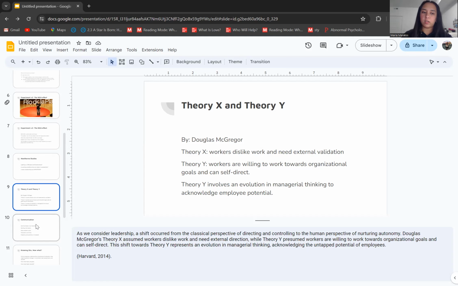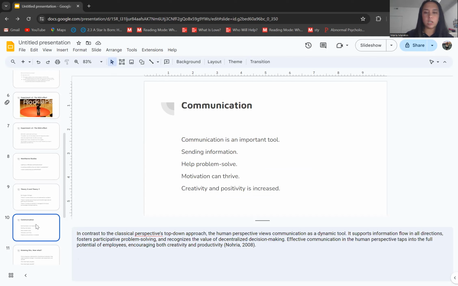And this relates to an important factor here, which is communication. Communication is super important in this perspective. It's very different than the classical perspective that we also had talked about, where it's a top-down approach. The humanistic perspective views communication as a dynamic tool. It supports flow of communication in all directions, whether it's the boss talking to someone below them, or vice versa. Communicating is super important, and it really taps into the full potential of employees, and creates better creativity and productivity overall in a company.